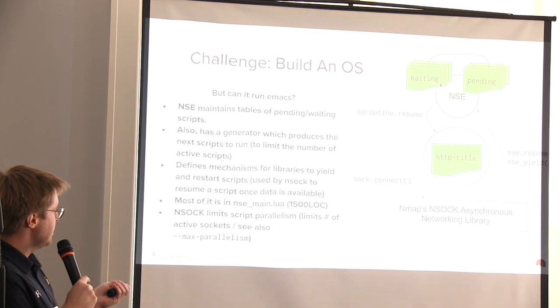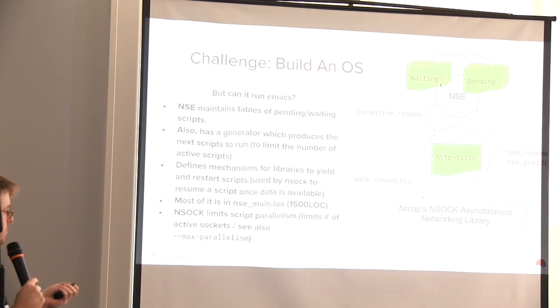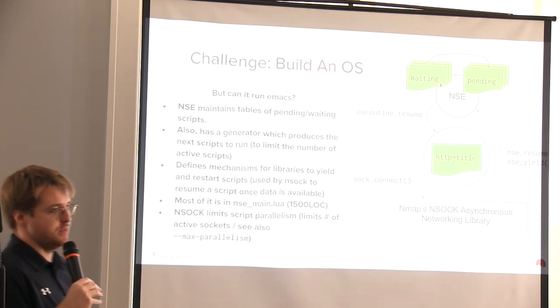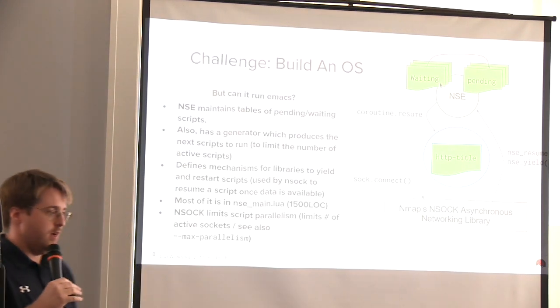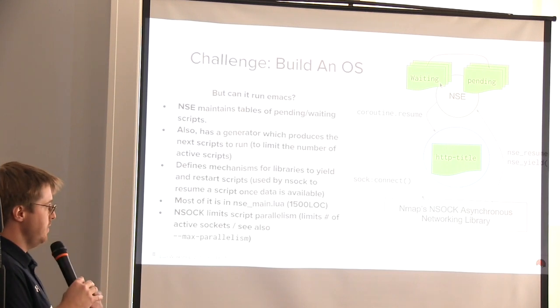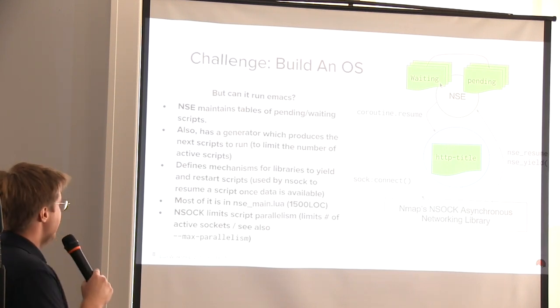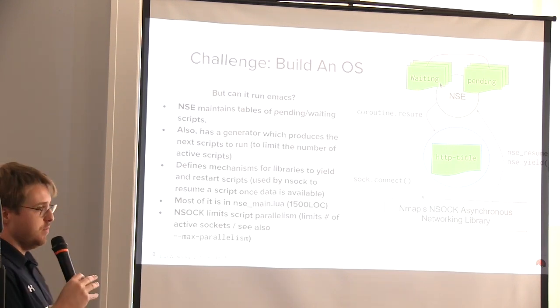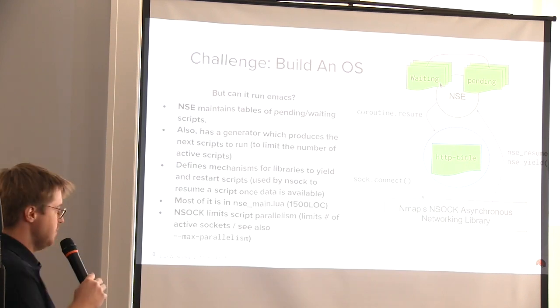So the actual work of limiting script parallelism and preventing, if I start with 1,000 scripts and they're all running simultaneously, they're all going to get sockets, they're all going to do writes and reads, and that's going to slow down everything and nothing really is going to get done. Or the process will just crash because it can't allocate another file descriptor.